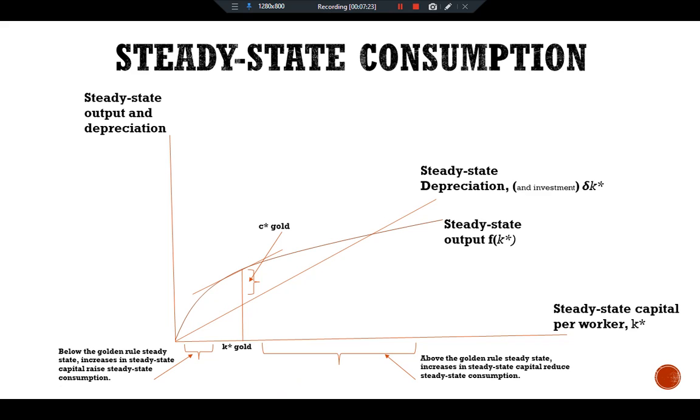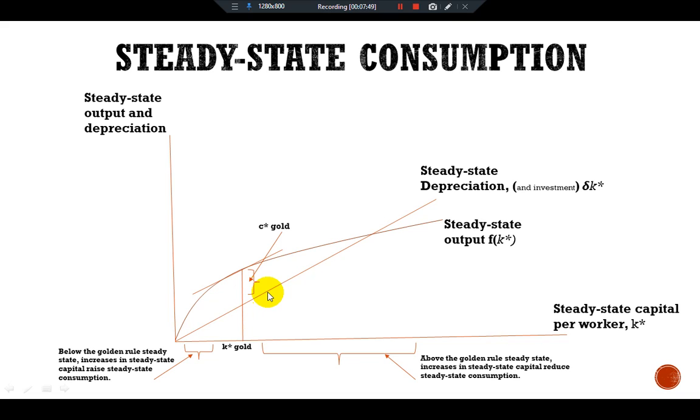So we can conclude from this graph that the economy's output is used for consumption or investment. In the steady state, investment equals depreciation. Therefore, in the steady state, consumption is the difference between output and depreciation.